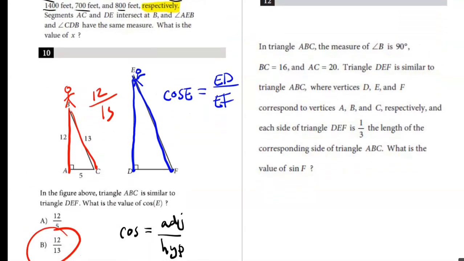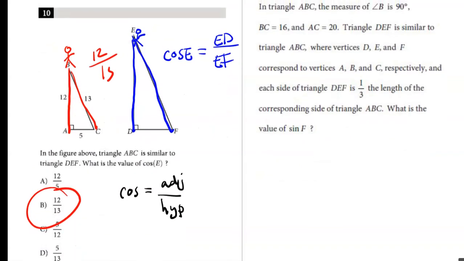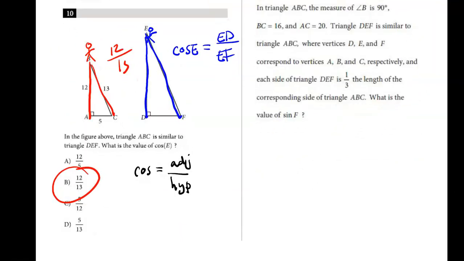All right, looking at number 12, it says triangle ABC, the measure of B is 90 degrees. BC is 16. All right, so let me just start drawing this thing out. Angle B is 90. So I have a triangle where angle B is 90. Just going to put A up here and C over here. BC is 16. AC is 20.